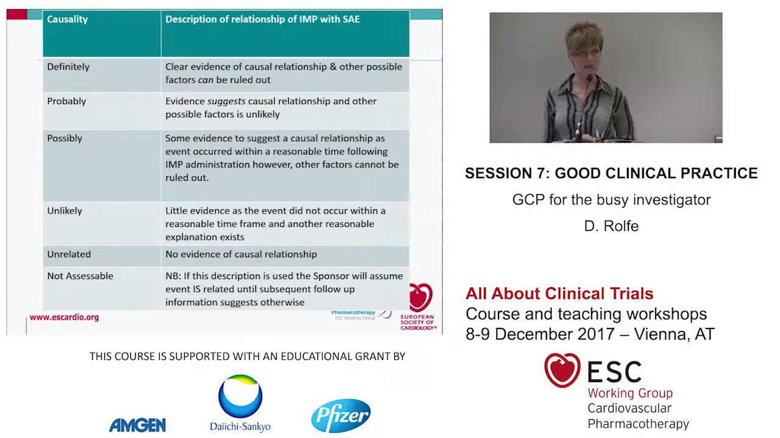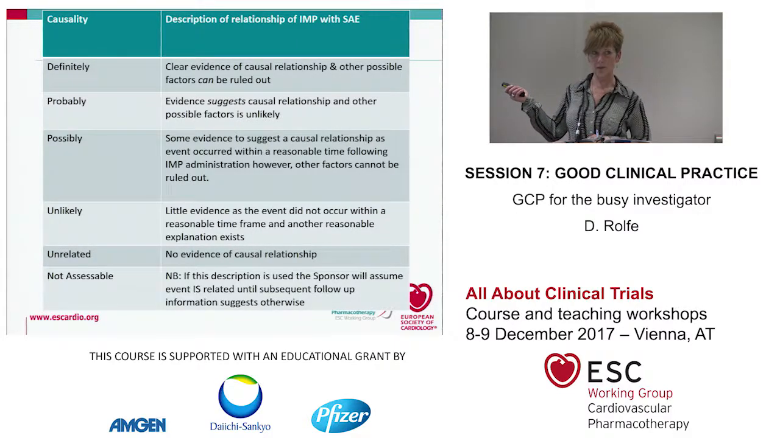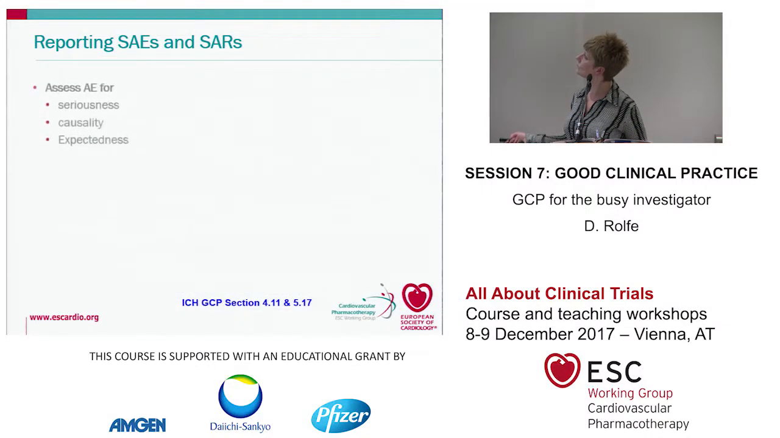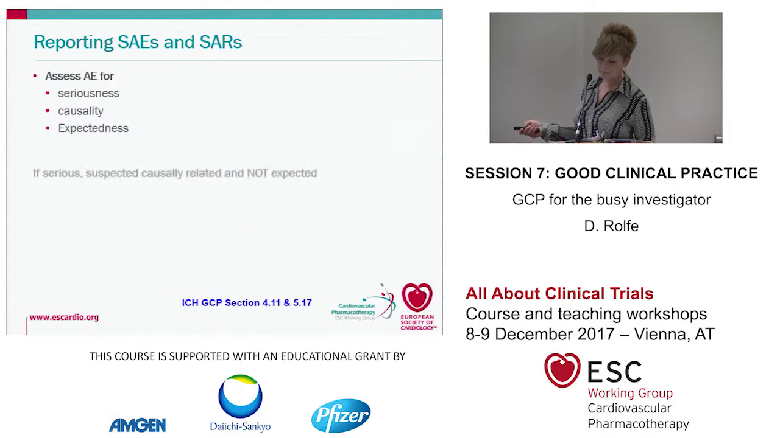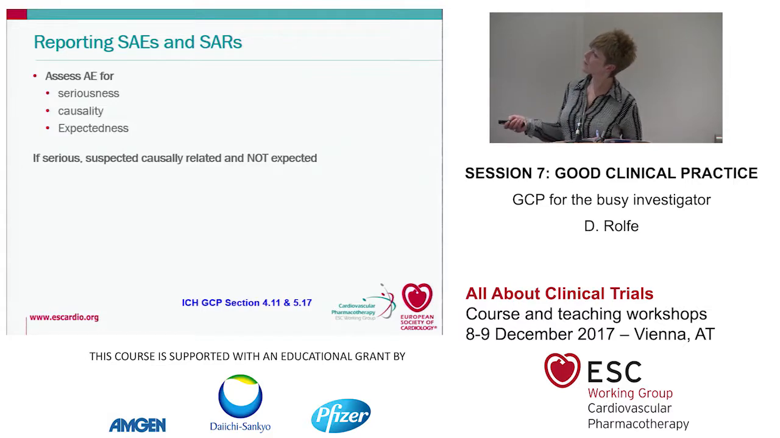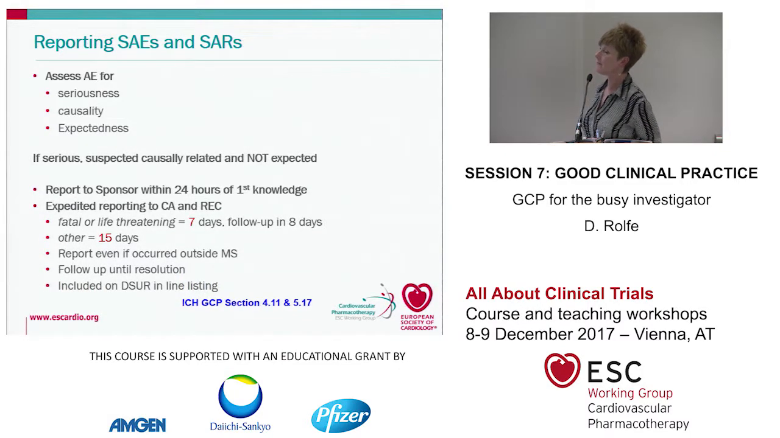So there's a causality table. Anything that is definitely, probably, or possibly related, or even not assessable, those are the things that should be expedited to your competent authority and to the ethics committee. So you have to assess the adverse event for seriousness, causality, and expectedness. If it's serious, suspected, causally related, and not expected, you have to report to the sponsor within 24 hours of first knowledge.